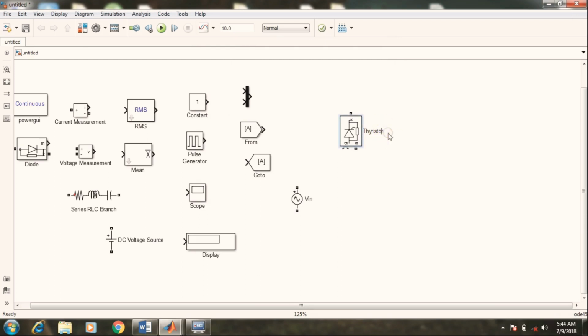Let the name of the thyristor be T1. I want 4 such thyristors: T1, T2, T3, T4. Now you connect the thyristors in order to form the bridge.